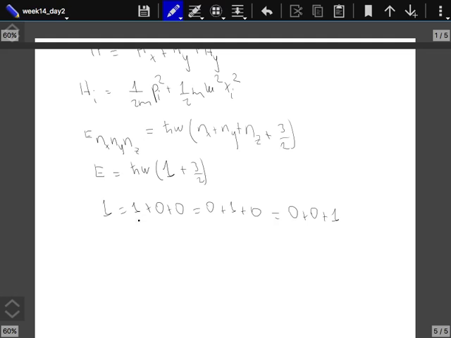So this is the nx value, the first number. The second number is the ny value. The third number is the nz value. So we have a threefold degeneracy for this first excited state. And for other excited states, you can just calculate the degeneracy similarly. Given an integer, in how many different ways can you write it as a sum of 3 non-negative integers? Now let's look at this problem from the rotationally symmetric point of view.